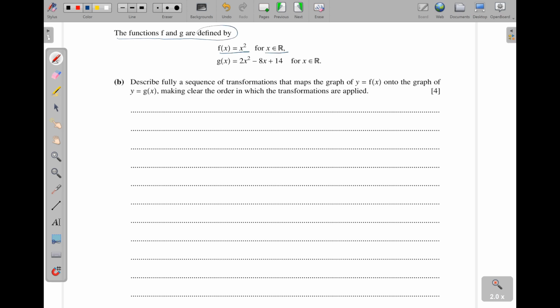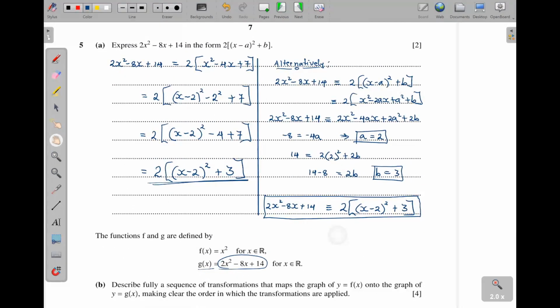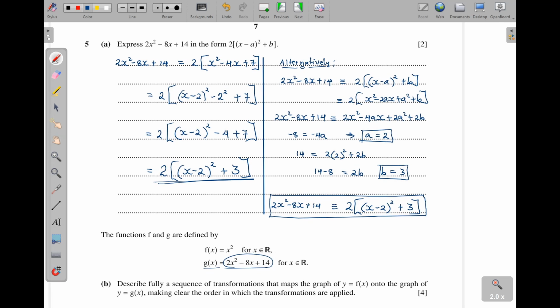For x being real, all the values of x are real. And then g of x is equal to the same function which we have here in part A. Do you see that? And then they are saying part B: describe fully a sequence of transformations that maps the graph of y is equal to f of x onto this one here, making clear the order in which the transformations are applied. Now, I want to show you something here.